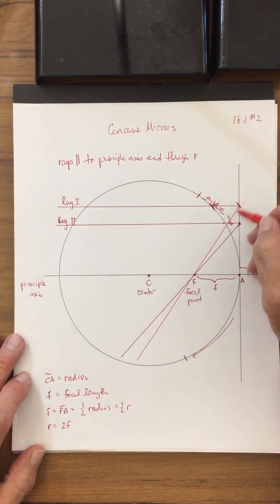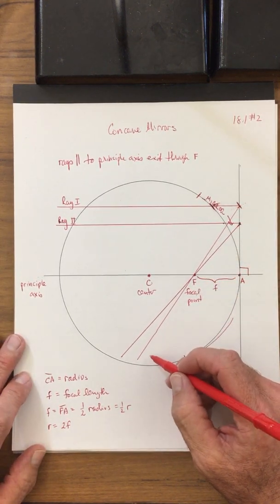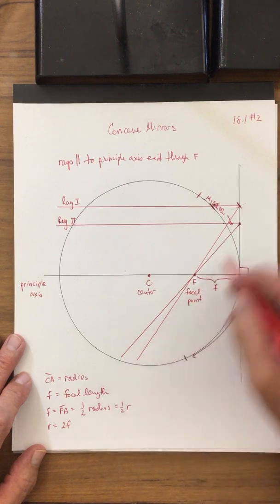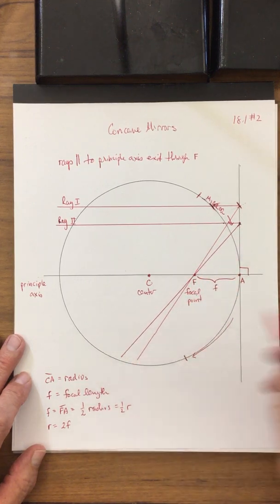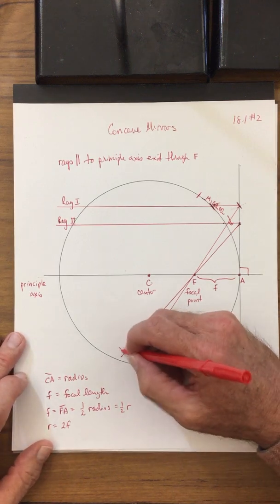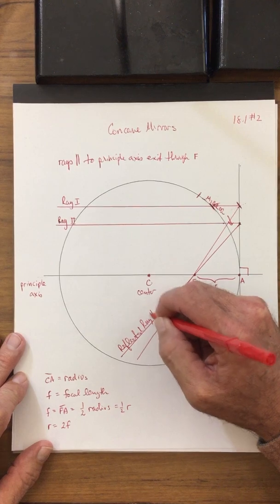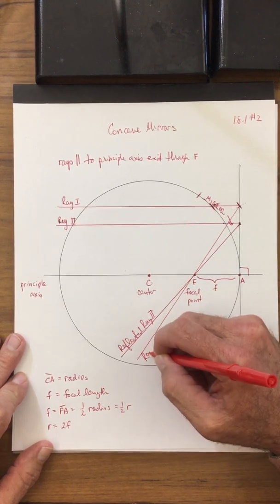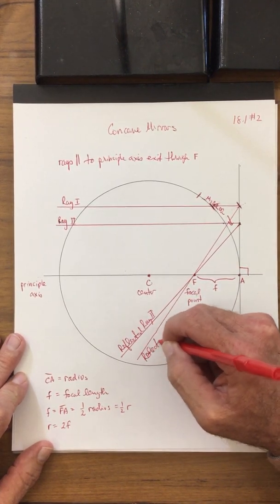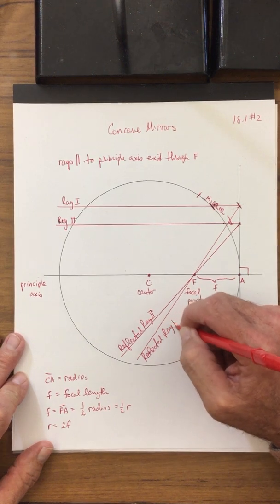And so what we have here is this first reflected ray. This is coming from ray 1, and this is coming from ray 2. Again, these are the reflected rays. So this is going to be reflected ray 2, and this would be reflected ray 1.